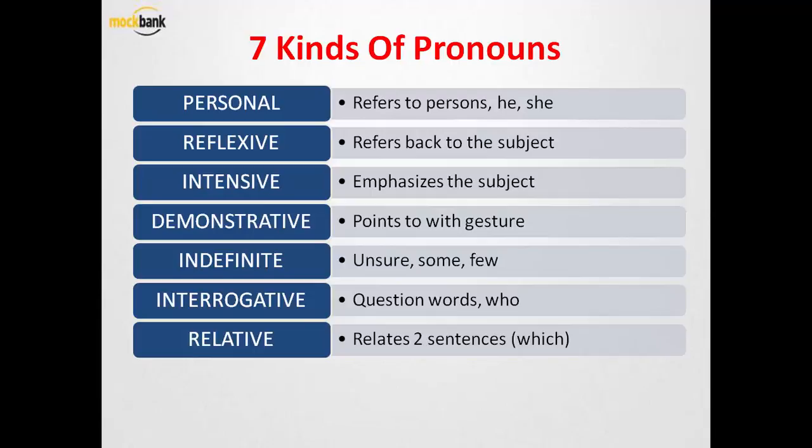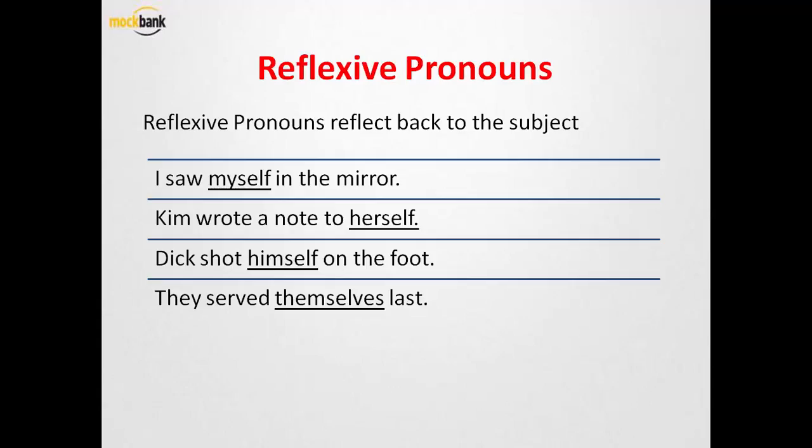More to do with the kinds of pronouns. There are 7 kinds of pronouns. Personal, which refer to persons: he, she. Reflexive, they refer back to the subject. Intensive, they emphasize the subject. Demonstrative, they point to with gesture. Indefinite, unsure, some, few are examples. Interrogative pronouns end up with question words. An example could be who. Relative pronouns are the pronouns that relate 2 sentences. An example could be which.